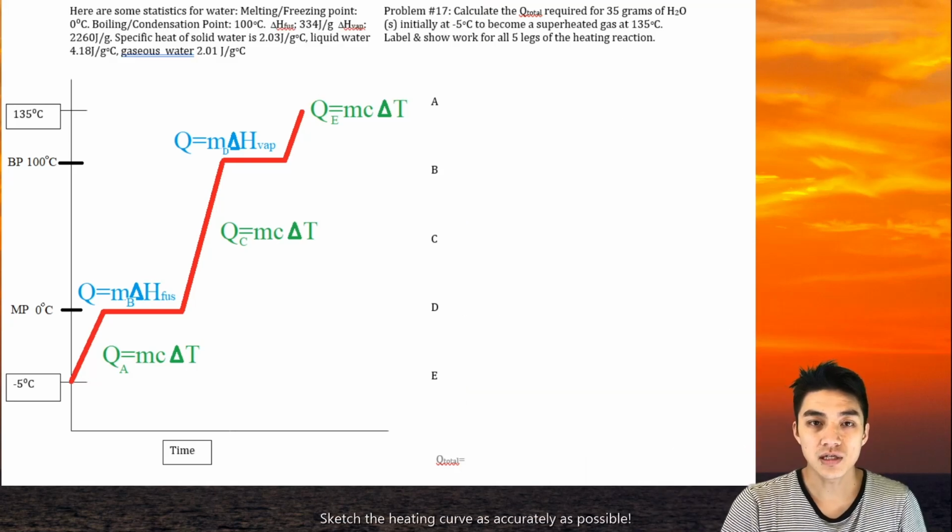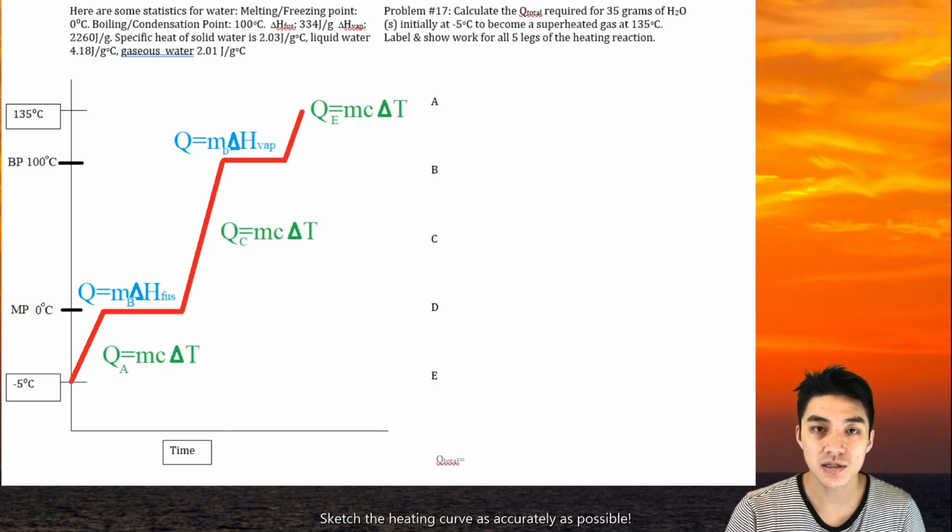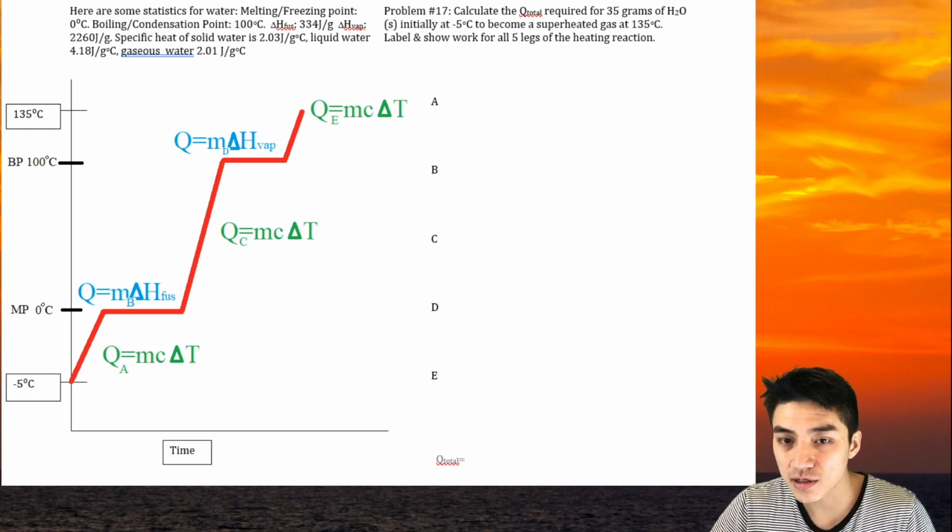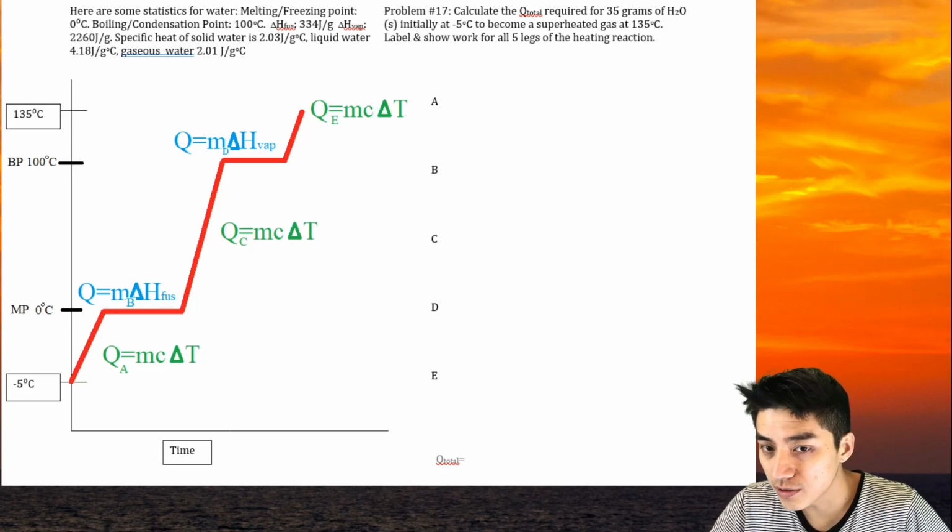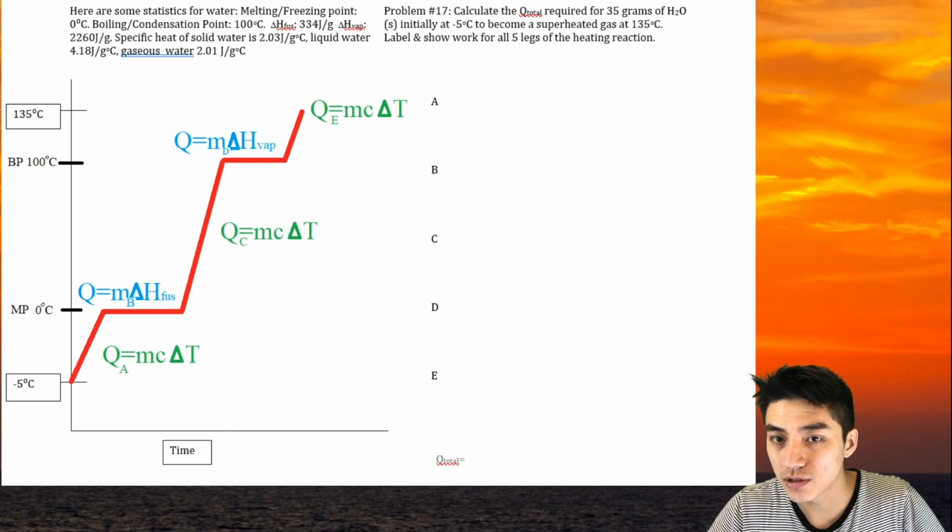In problem 17, we're going to use this heating curve to help calculate the total amount of energy it takes to bring ice initially at negative 5 degrees Celsius all the way to superheated gas at 135 degrees Celsius. The first thing you have to do is sketch the heating curve. There's two important points that you need to fill in: the melting point at 0 degrees Celsius and then the boiling point at 100 degrees Celsius.